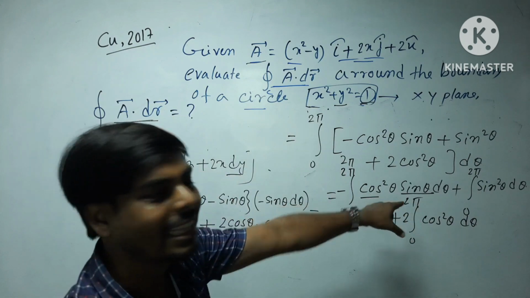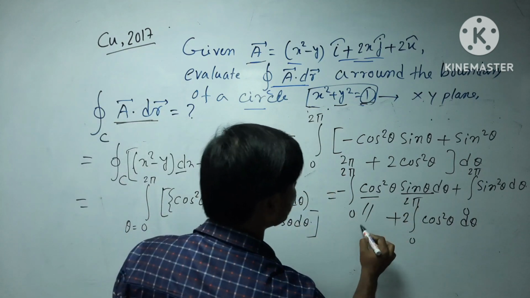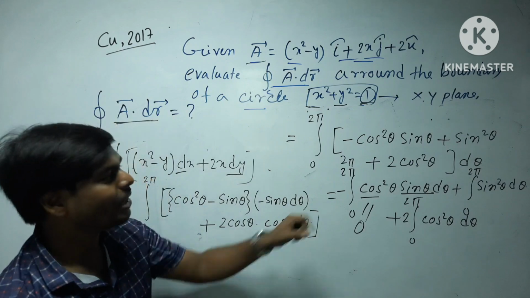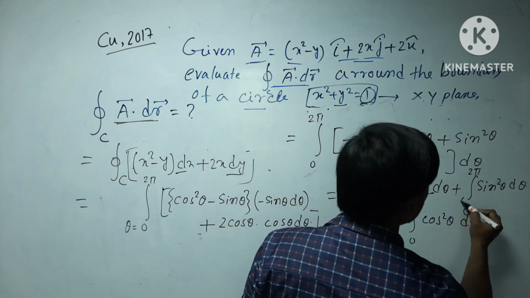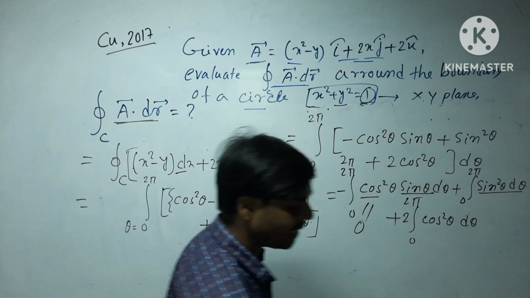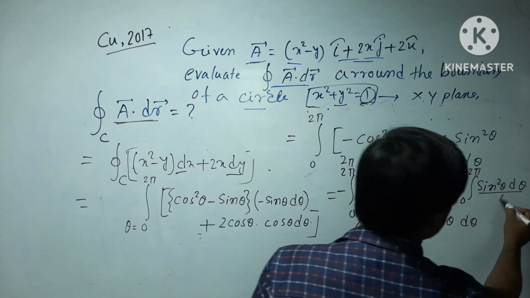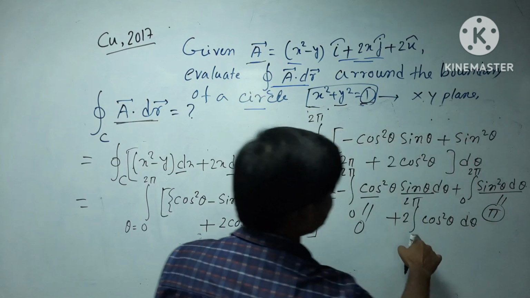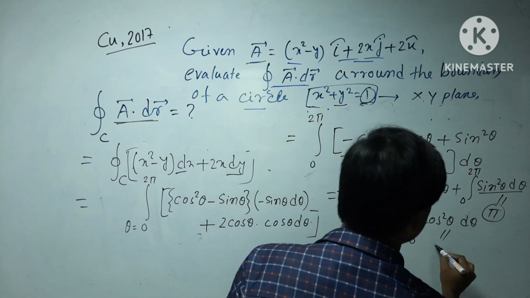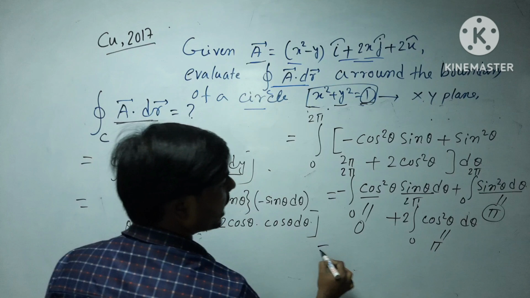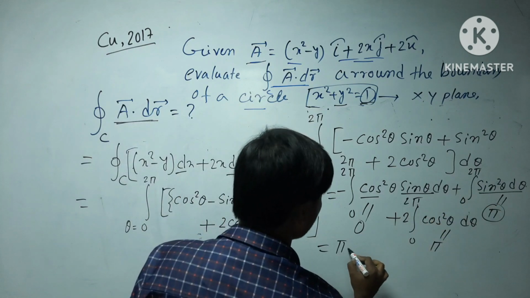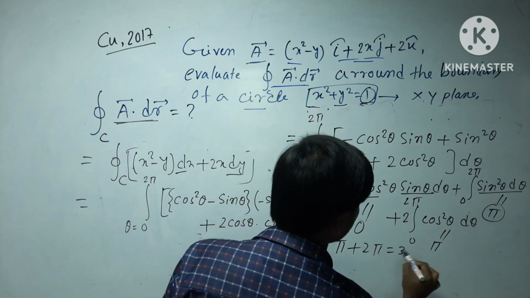See, what is this integration? cos square theta sin theta d theta from 0 to 2 pi, it gives you 0, check it yourselves. What is this, 0 to 2 pi sin square theta d theta? It is nothing but pi, so this gives you pi. Similarly 0 to 2 pi cos square theta d theta also gives you pi. So what is your answer? From there it is pi plus 2 pi, so this is 3 pi.